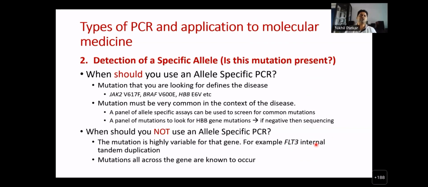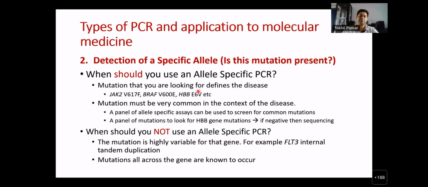The second type is detection of one specific allele. When you want to say specific allele, you want to know whether one particular mutation is present or not. So these are known as allele-specific PCRs. So when should you do allele-specific PCR? When the mutation in question defines the disease, for example, JAK2 V617F or BRAF V600E, or sickle cell testing using E6V real-time PCR.